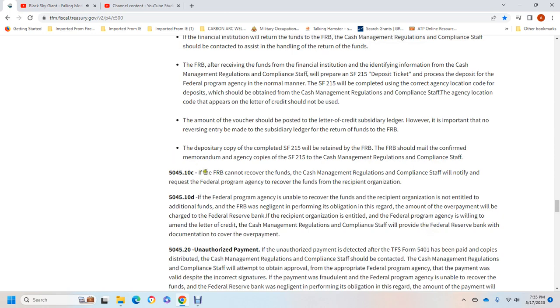Section 5040, 10C: if the Federal Reserve Bank cannot recover the funds, the cash management regulation compliance staff will notify the Federal Program Agency of the request to recover the funds from the recipient organization.